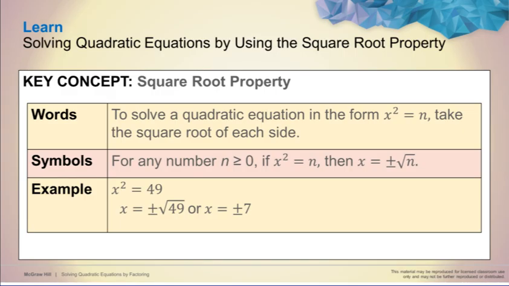So the key concept in this lesson, part of it, would be using the square root property. And the square root property just says to solve a quadratic equation in the form of x squared equaling n, take the square root of each side. And just know that when you find the square root of a number, you get a positive and a negative root. So in this case, the square root of 49 is a positive and negative 7.